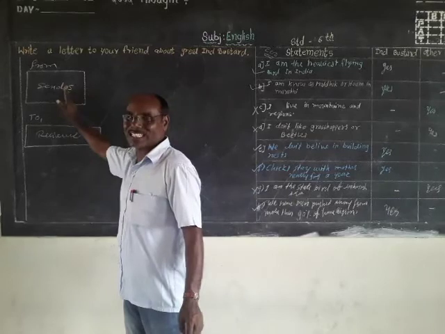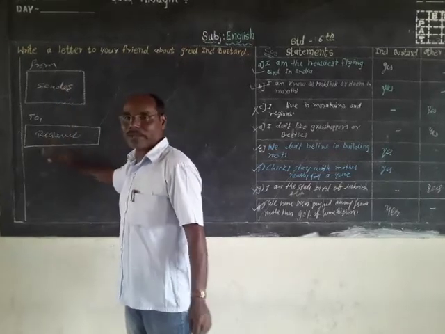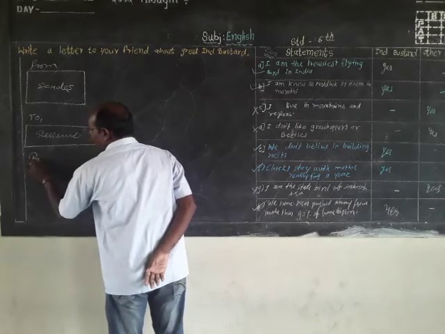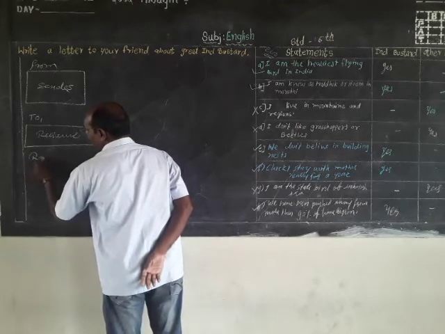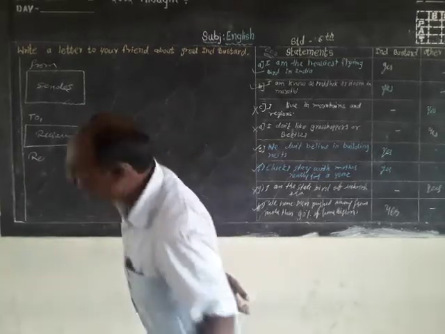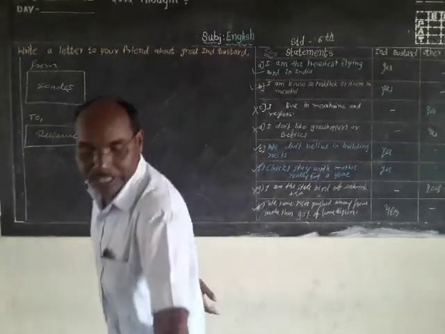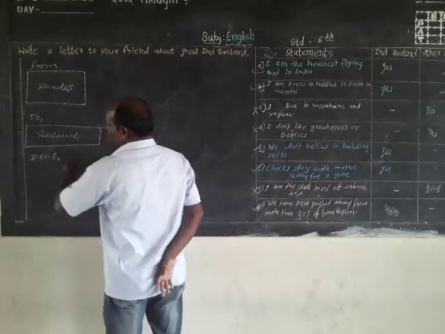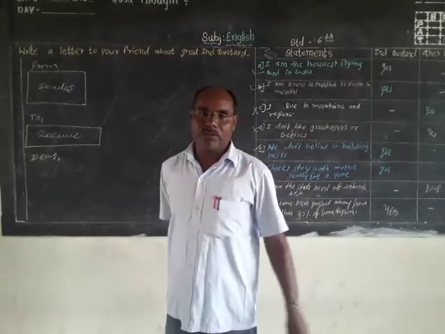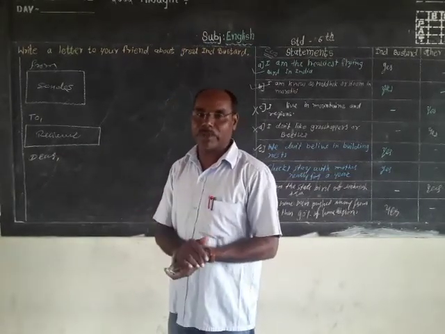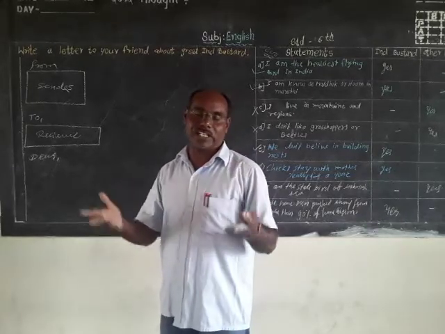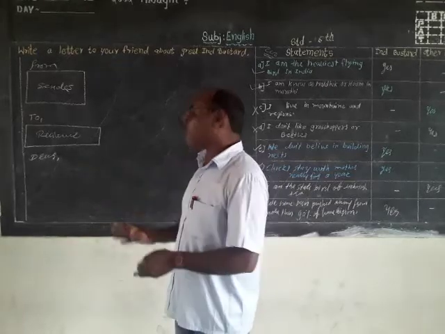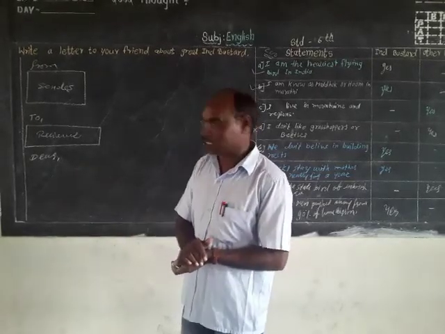The sender's address, then to receiver, then after one line, write respected or dear. Dear in an informal letter, loving or dear, whatever it may be. Write the name of the person, friend, whatever it may be. Dear friend, dear brother, dear sister, dear mother, dear father, or dear Akash, dear Sunita, dear Meena, whatever it may be. This is what we'll have to write.